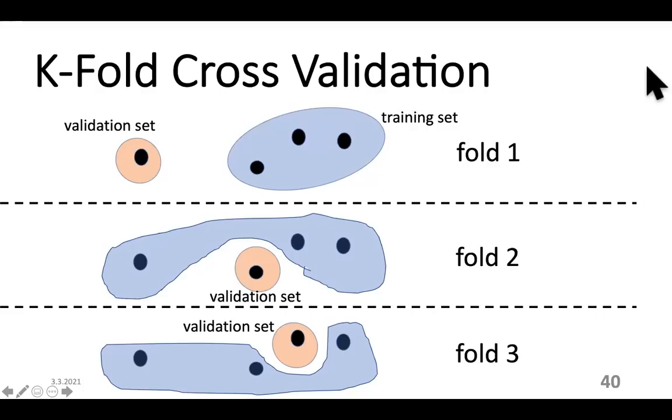I guess no, k here should be 5 because we have 5 data points and we divide the data set into 5 blocks. So here, these are the first 3 folds. In total, we should have 5 folds because each block, and the block here is a single data point, should be once used as a validation set.